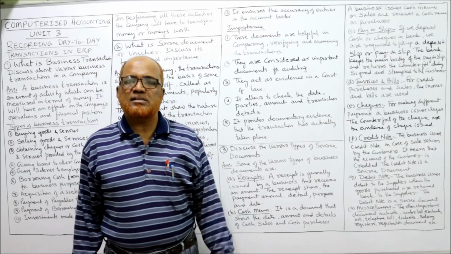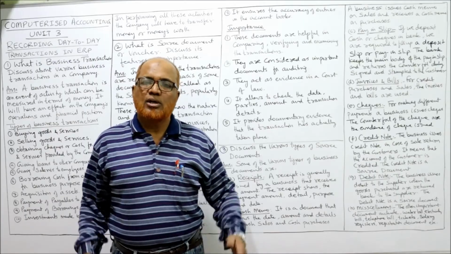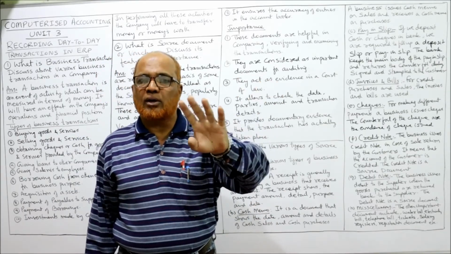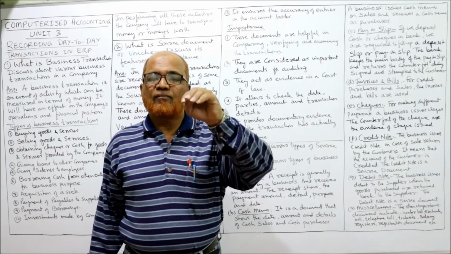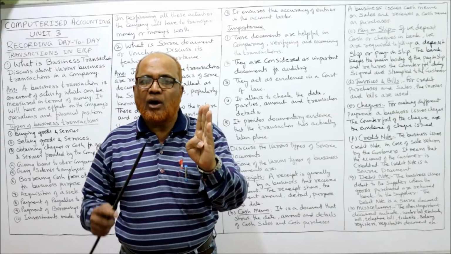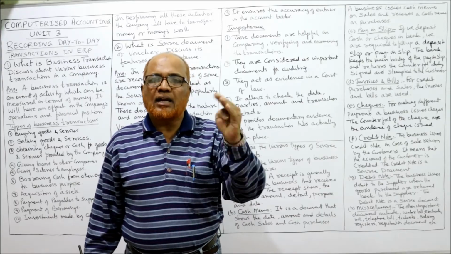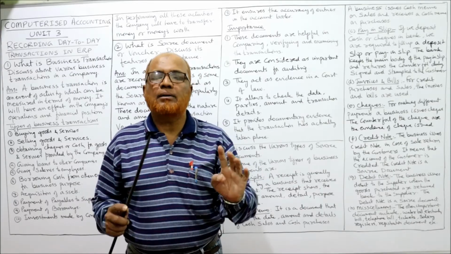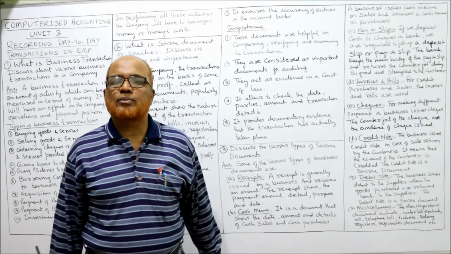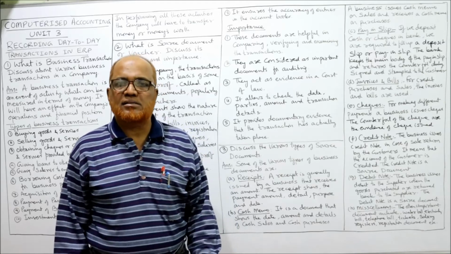These invoices and bills are raised when goods are sold or purchased. So normally what will happen when the goods are sold on credit, sorry, not on cash, but on credit. When goods are sold on credit, invoice or bill will be raised. The original invoice will be given to the buyer, to the customer, and the duplicate bill will be kept by the business. And this duplicate bill invoice will be used as a source document for recording credit sales.